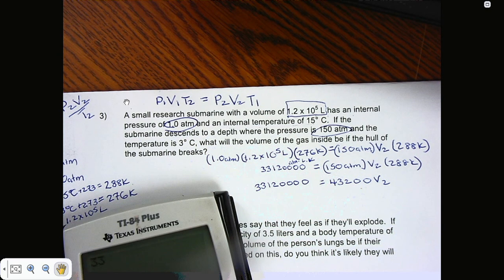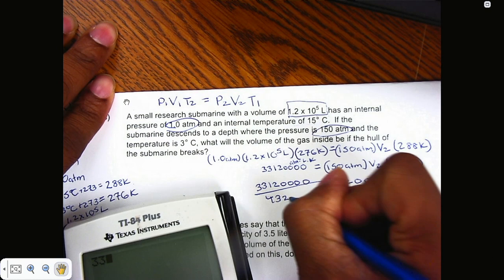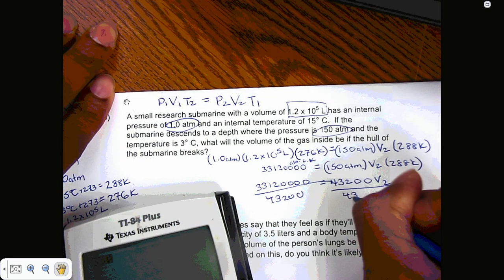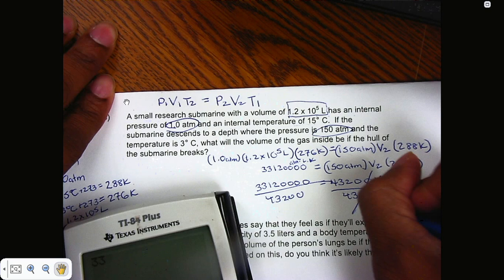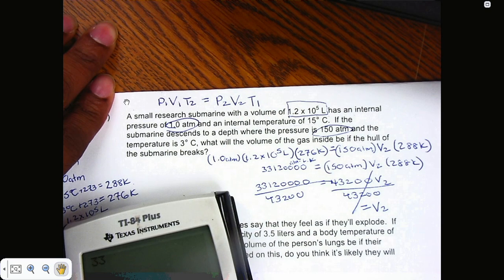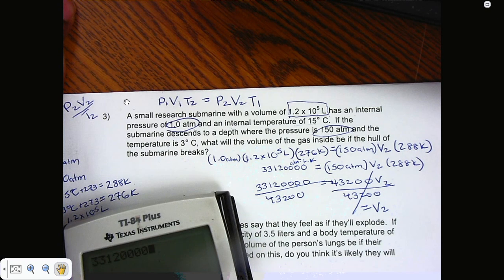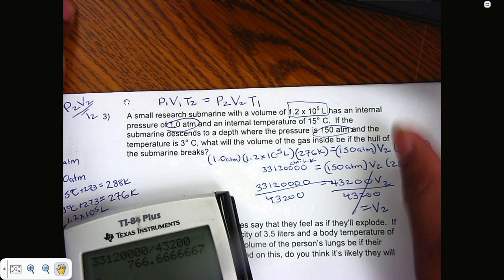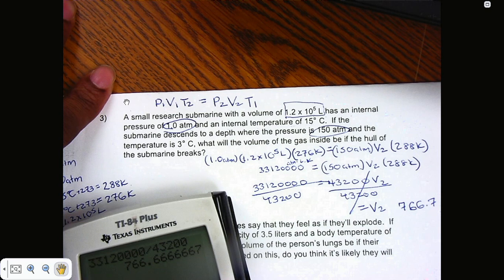So I'm going to next divide both sides by this much larger number. And that will give me my value of V2 in liters. So here 3, 1, 2, 1, 2, 3, 4 divided by 4, 3, 2, 0, 0. And that's going to give me a value of 766.7, which I definitely am going to round.